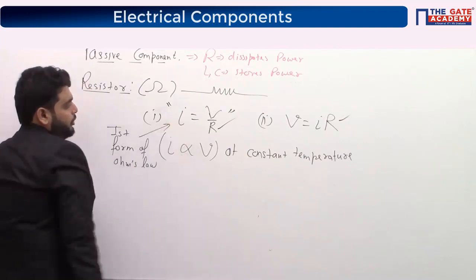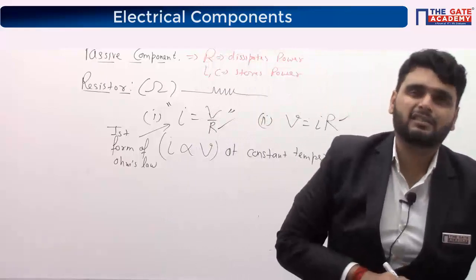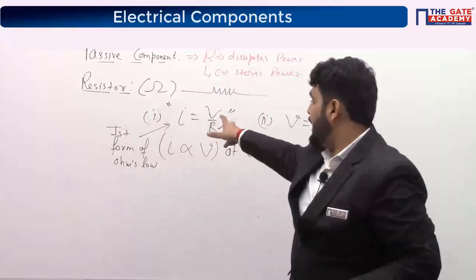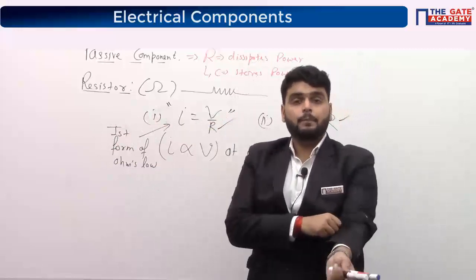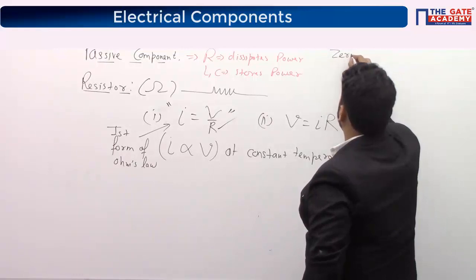This is the first form of Ohm's law. Always remember that. Sometimes they can ask in some government exam what the first form of Ohm's law is. The first form is I equal to V by R. Okay. Now before this, we also have the 0th form of Ohm's law.